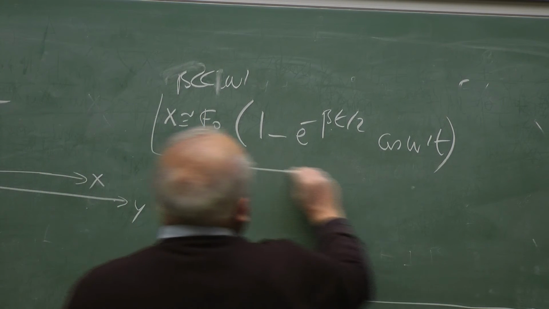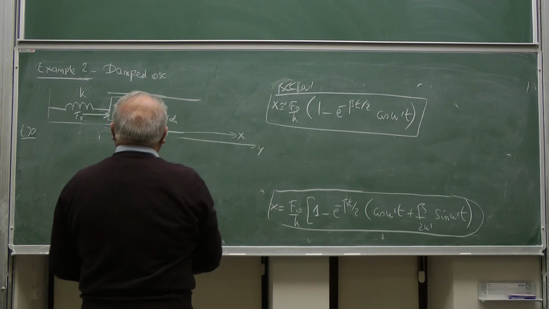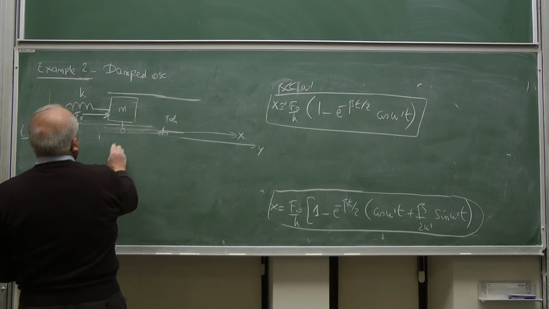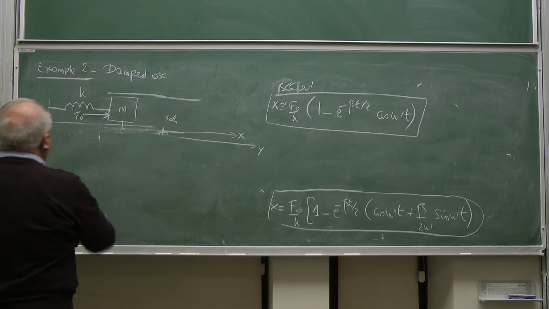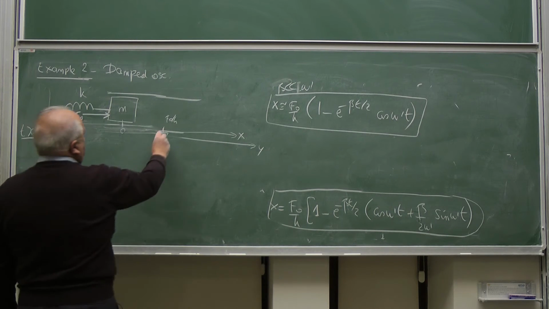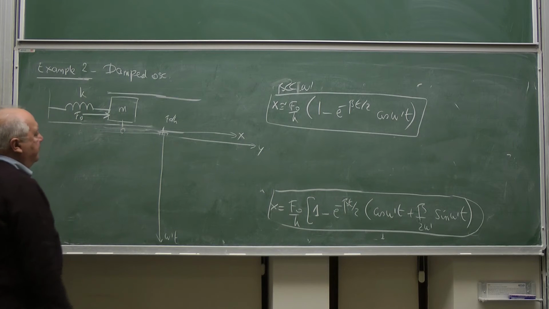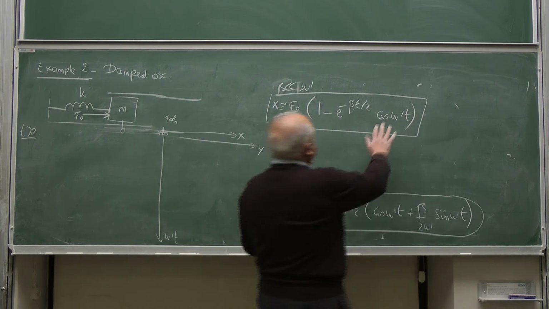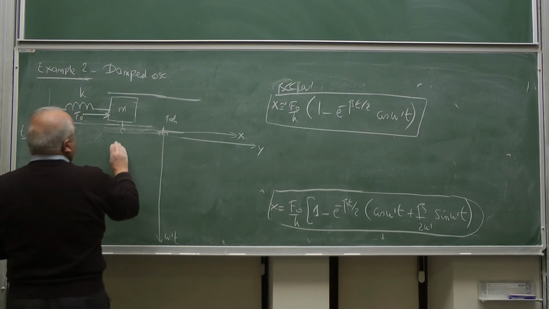So let us study x as a function of time. Here's the 0, and let me put here the time, omega prime t, this way. So when time equals 0, this is 1, this is also 1, 1 minus 1 is 0. We are starting from x equals 0.